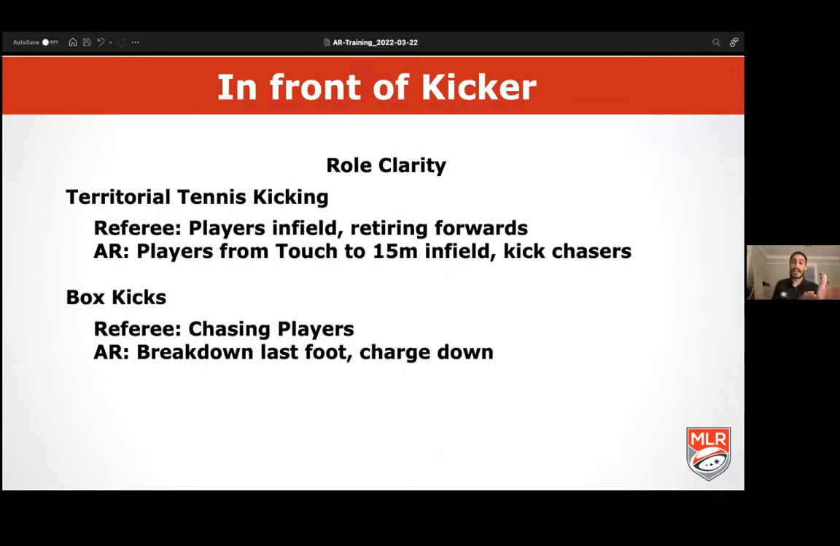The ARs are going to stay in their usual place at the last foot of the breakdown to make sure that the charge down is legal, to make sure that all that stuff going on in front of the ball that the referee is now focused on is all legal, making sure nobody's pushing anybody, other silly stuff like that, right?